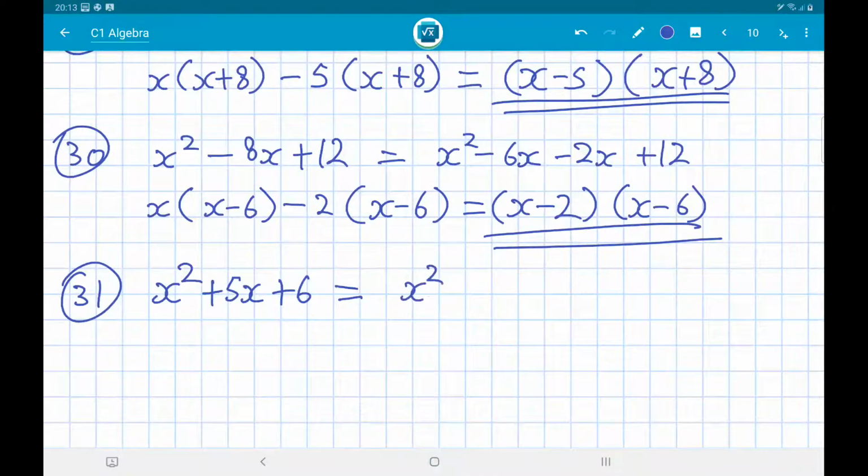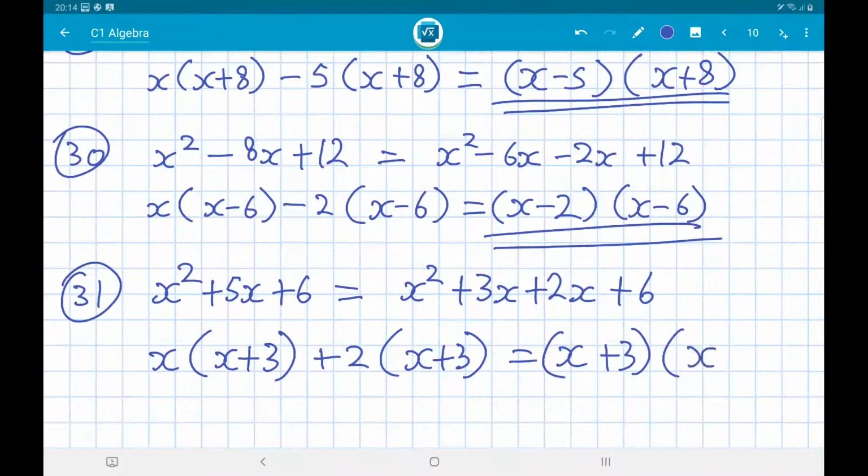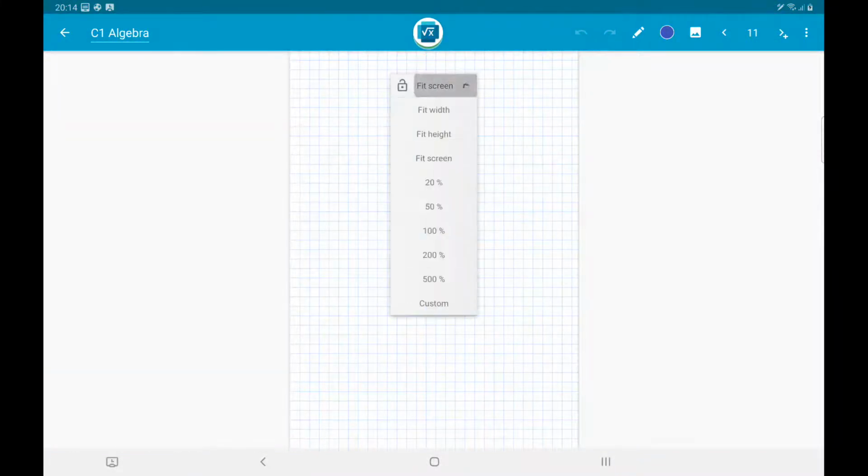Yeah. So you have x squared plus 3x plus 2x plus 6. Sounds reasonable: 2 plus 3 is 5, 3 times 2 is 6. Well done. So you get x as a common factor, x plus 3, plus 2 times x plus 3, so x plus 3 as a common factor, and then x plus 2. There you go, that's 31. Now we have 32.